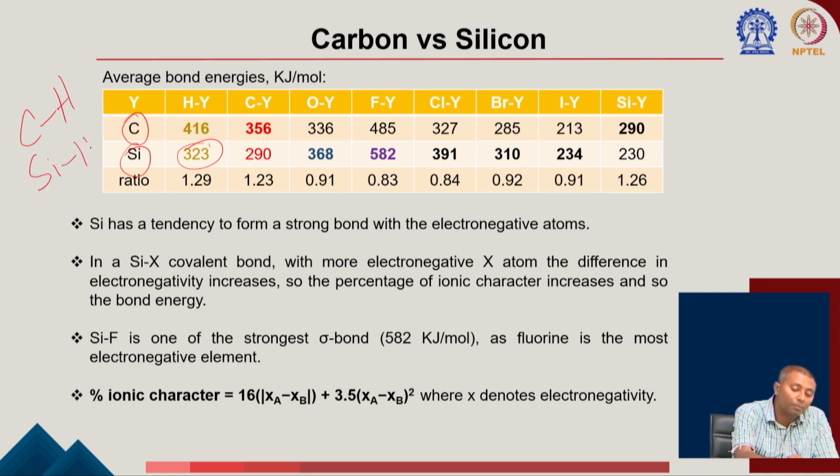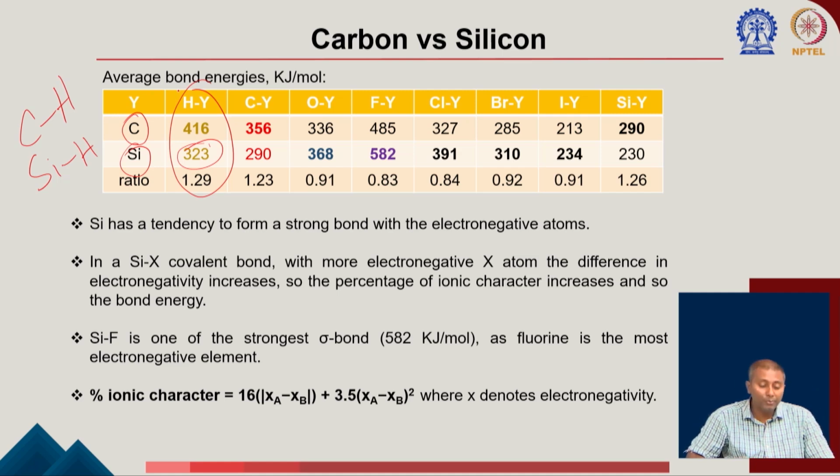Okay, these are the two comparisons happening here. So, that is why you are going to see that the silane, which has this silicon hydrogen bond, can be used as a reducing agent, but not methane. You cannot find methane as a reducing agent, right? Because of this bond energy difference.